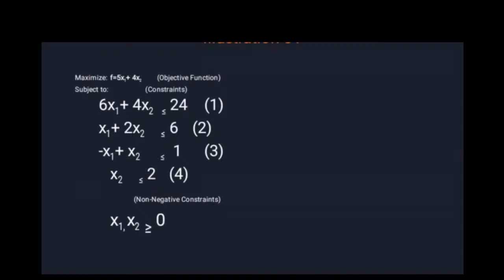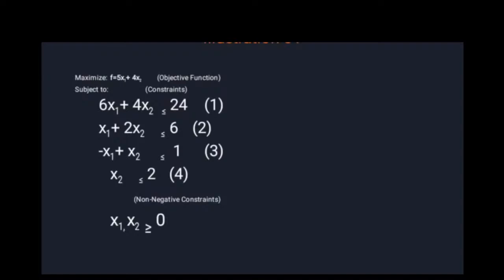x1 plus 2x2 less than or equal to 6. We name this equation as equation number 2. Minus x1 plus x2 less than or equal to 1. We name this equation as equation number 3. x2 less than or equal to 2. We name this equation as equation number 4. So x1 and x2 are the two variables we used in these constraints, and x1 and x2 are greater than or equal to 0. It means that these are the non-negative constraints.